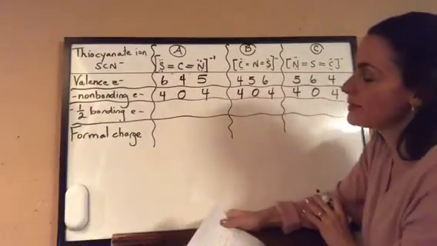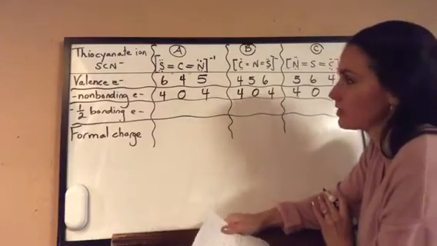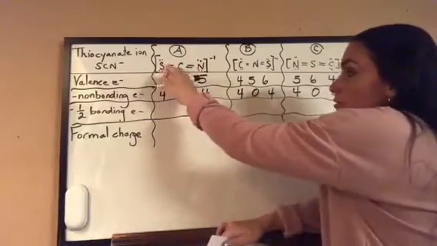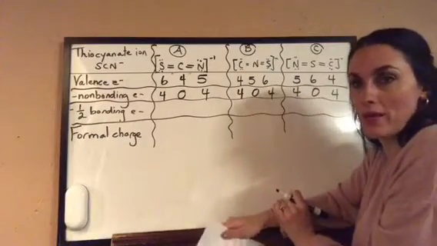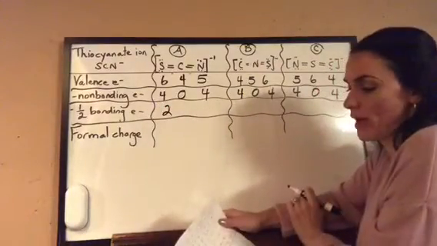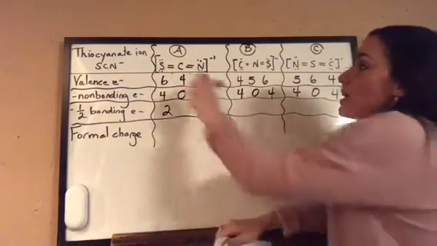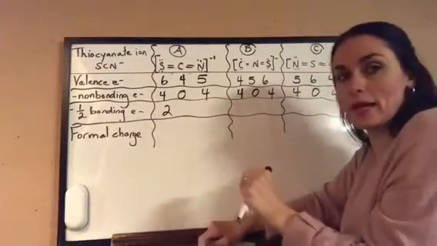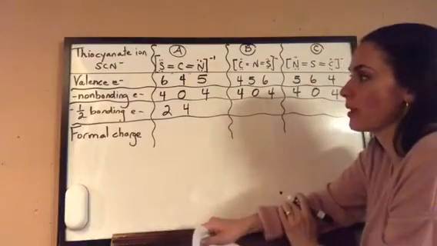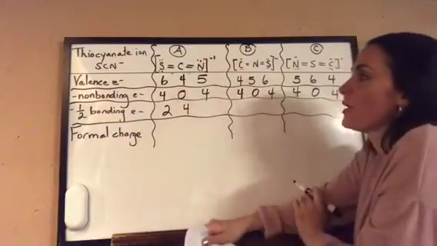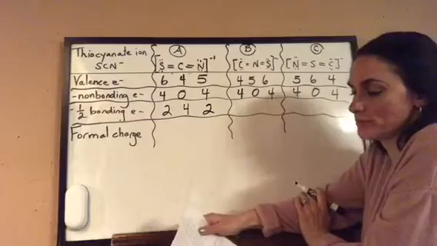Now, we need to take the number of bonding electrons and divide that in half. If we look at sulfur, sulfur has 2 bonds. 2 bonds equals 4 electrons. 4 divided by 2 is 2. If we look at carbon, carbon has 4 bonds, 4 times 2, 8 electrons, so we have 4 after halving. Nitrogen, we have a total of 4 electrons, 2 pairs, so 2 after halving.